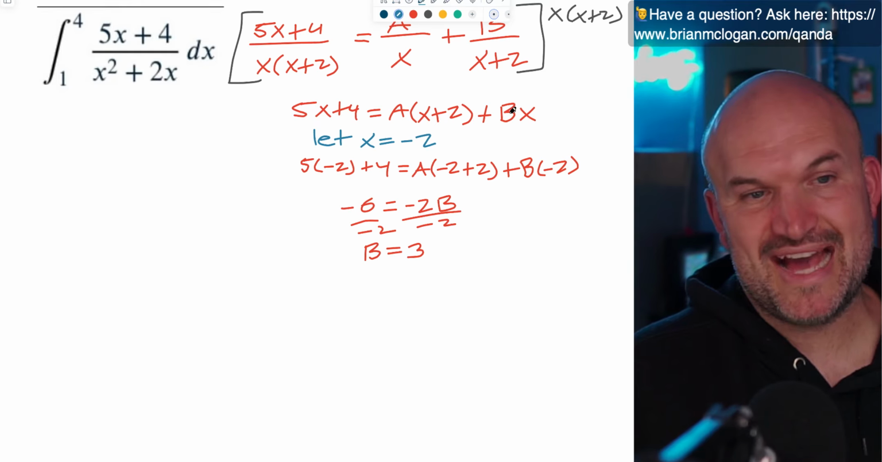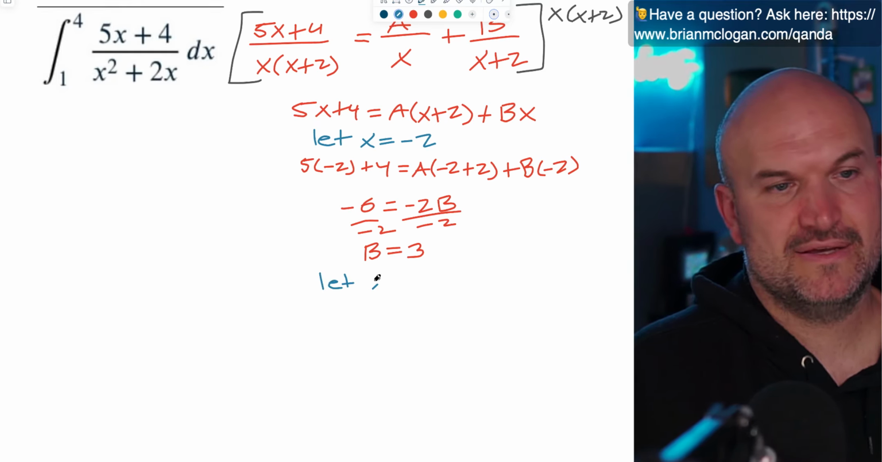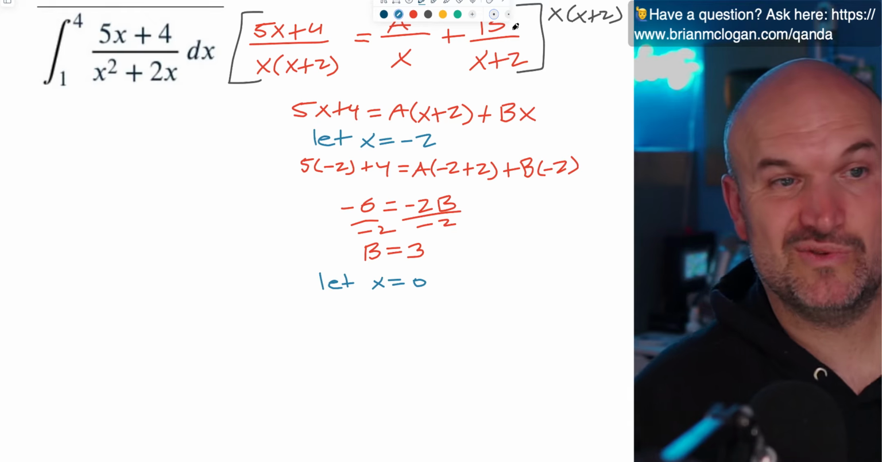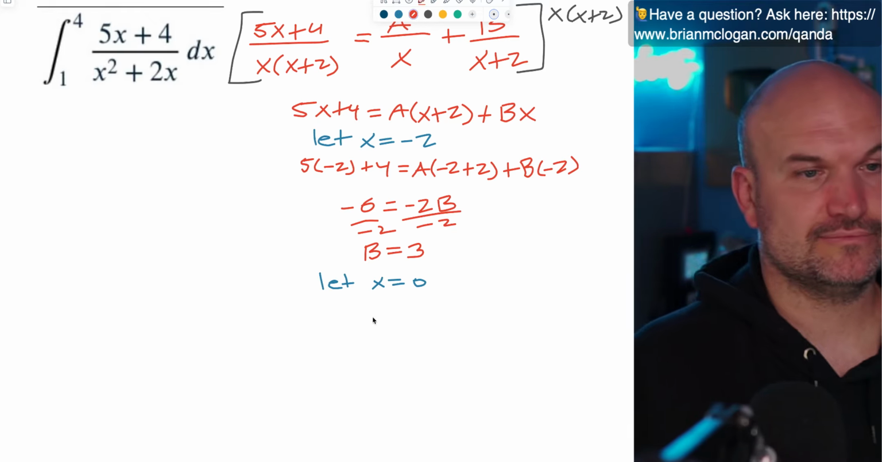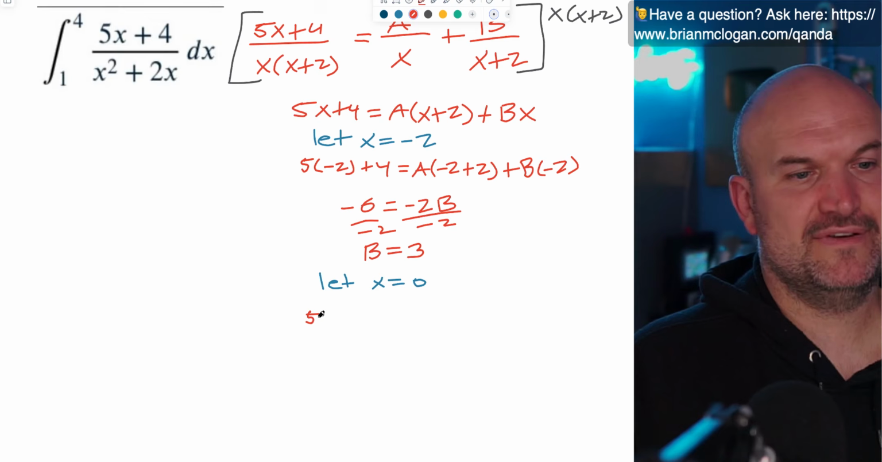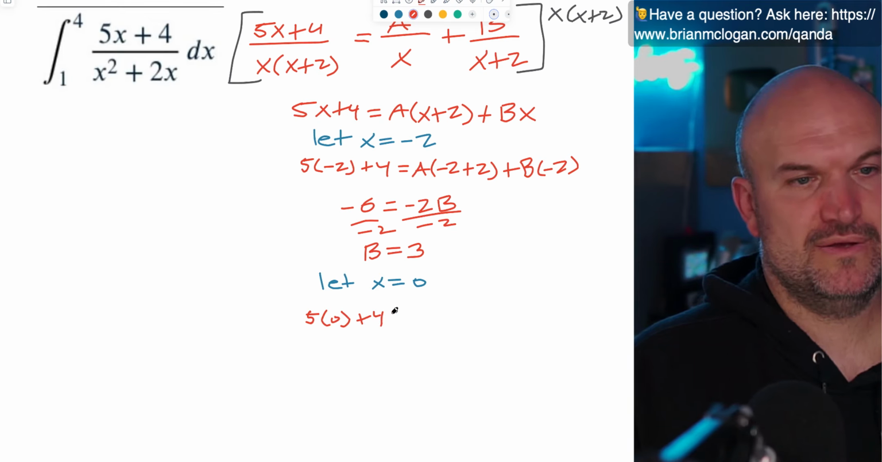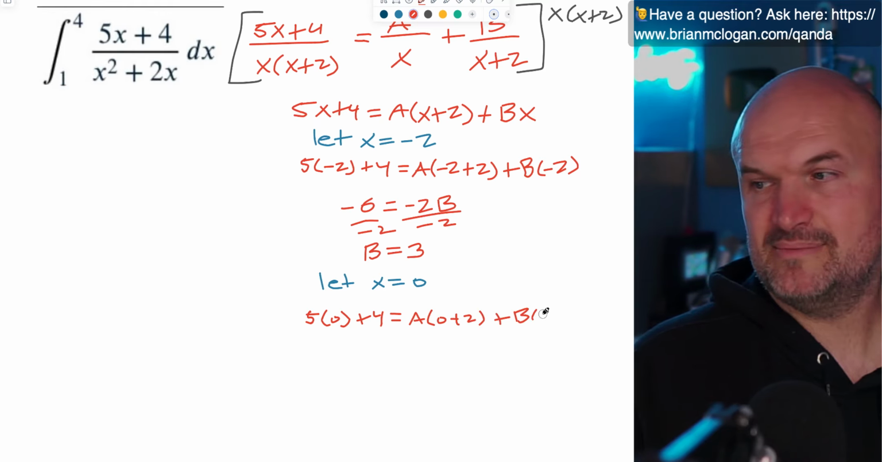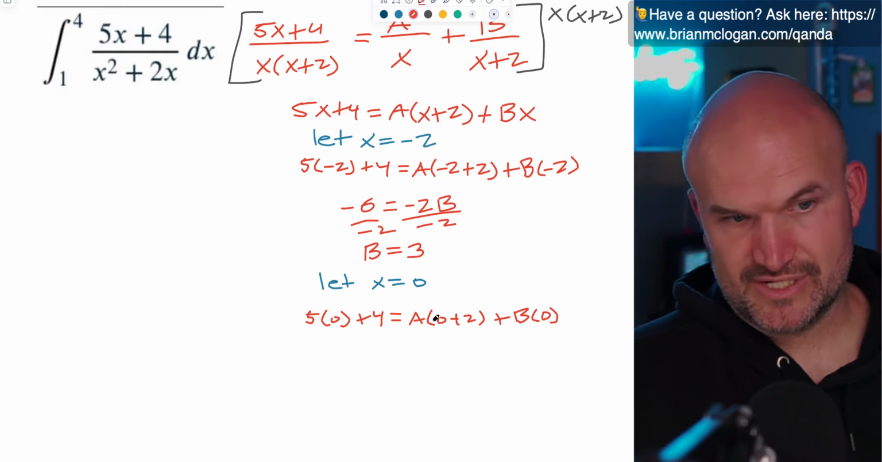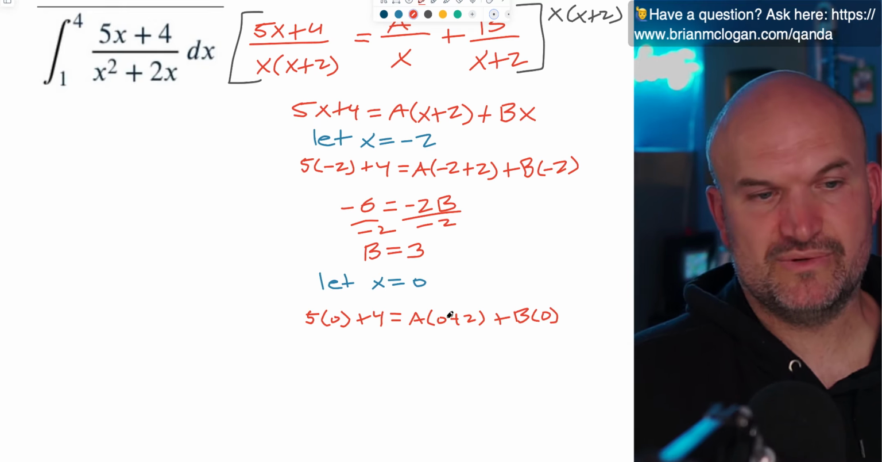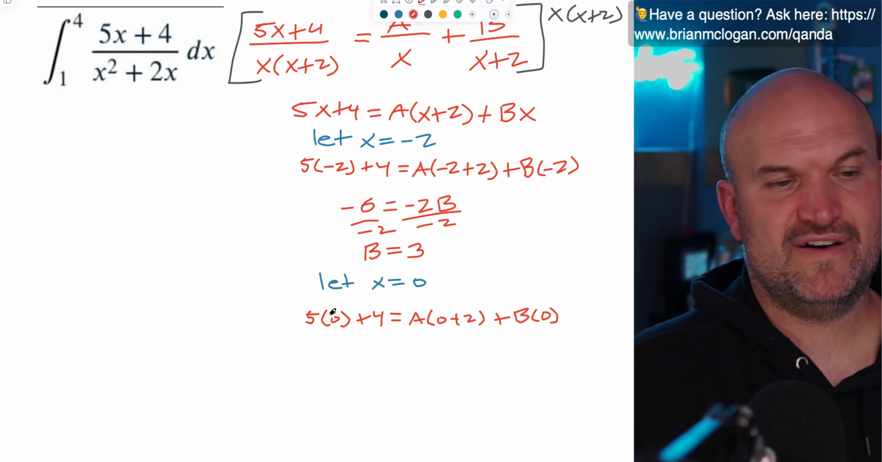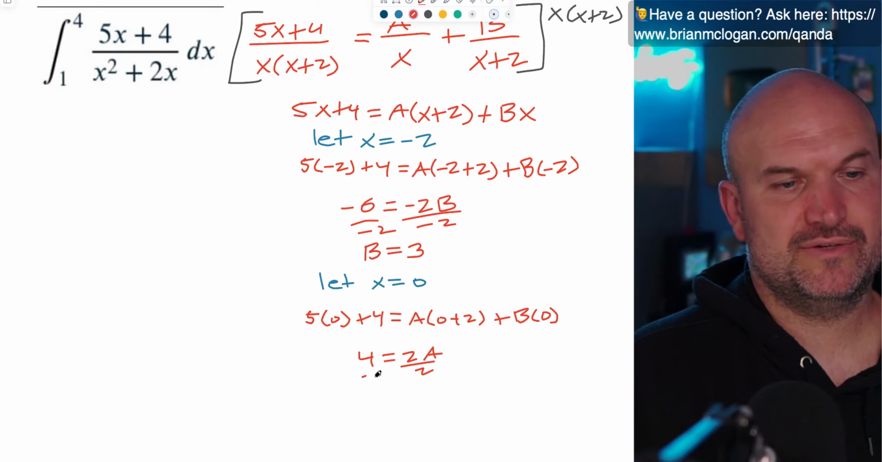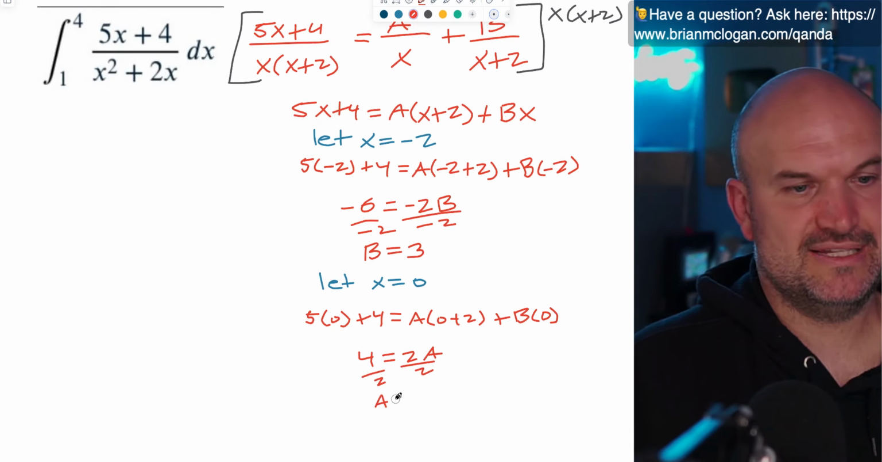What about if I let x equal 0? So if I let x equal 0, let's do the thing all over again. I'll do 5 times 0 + 4 equals A times (0 + 2) + B times 0. That goes to 0. 0 + 2 is 2, 2 times A is 2A, and 5 times 0 is 0. So I have 4 equals 2A. Divide by 2, divide by 2. A is equal to 2.